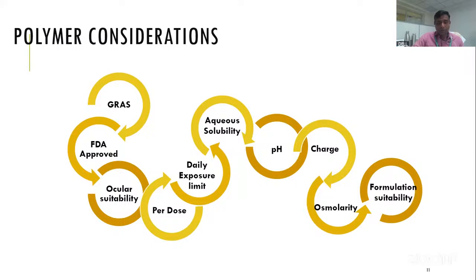Here I would like to say that if you are going to select any polymer, first you have to look at whether it is on the generally recognized as safe list or not. Then whether it is FDA approved, then you have to see its ocular suitability. So these are the three major parts before selecting any polymer for translational purpose. Then look at the per dose limit, then the daily exposure limit, and during the formulation strategy, aqueous solubility plays a major role for the development of a suitable topical ocular formulation. So pH, charge, and osmolarity play a major role for compatibility. And also bioretention or bioadhesion in the anterior segment of the cornea or epithelial membrane with the mucus. So formulation suitability plays a major role for suitable ocular formulations.